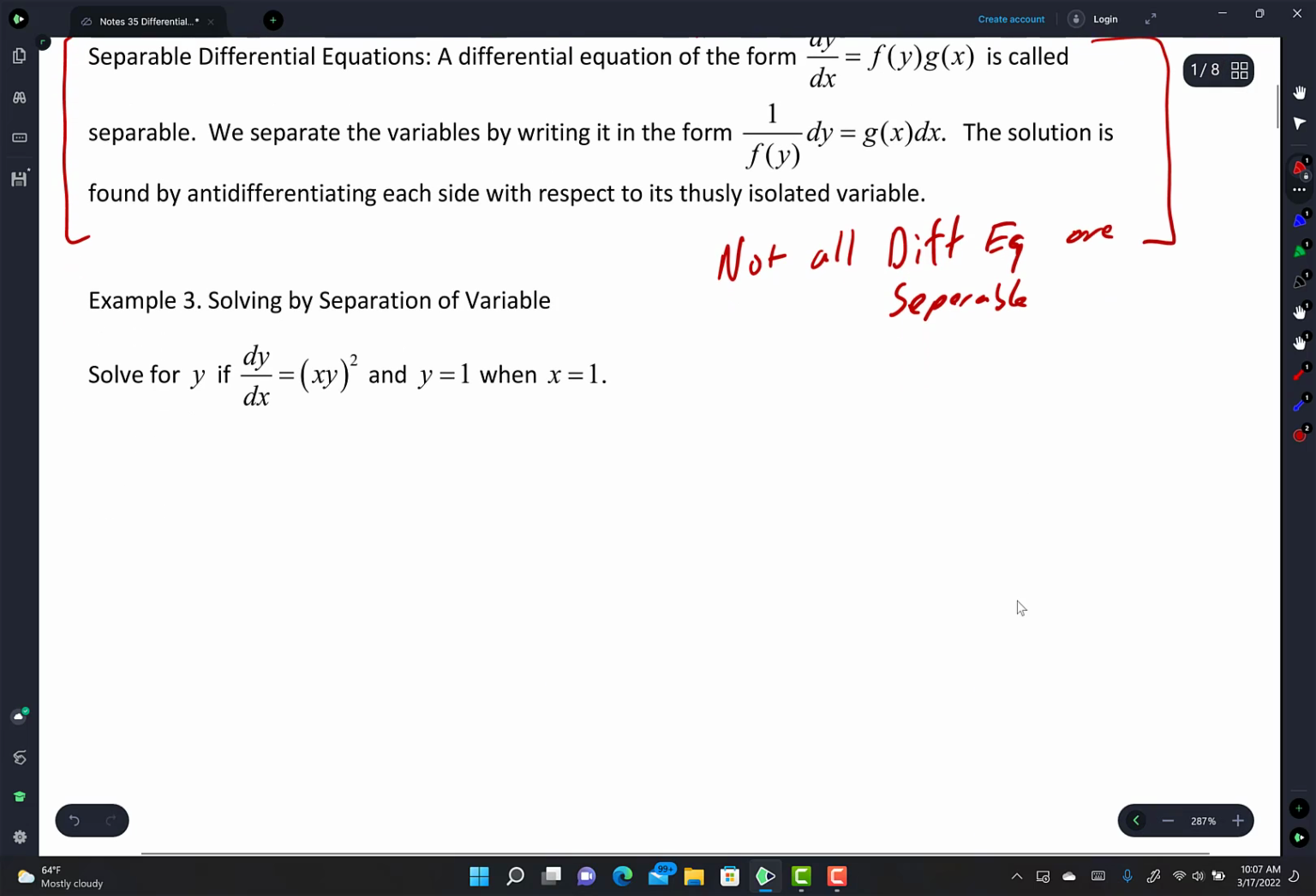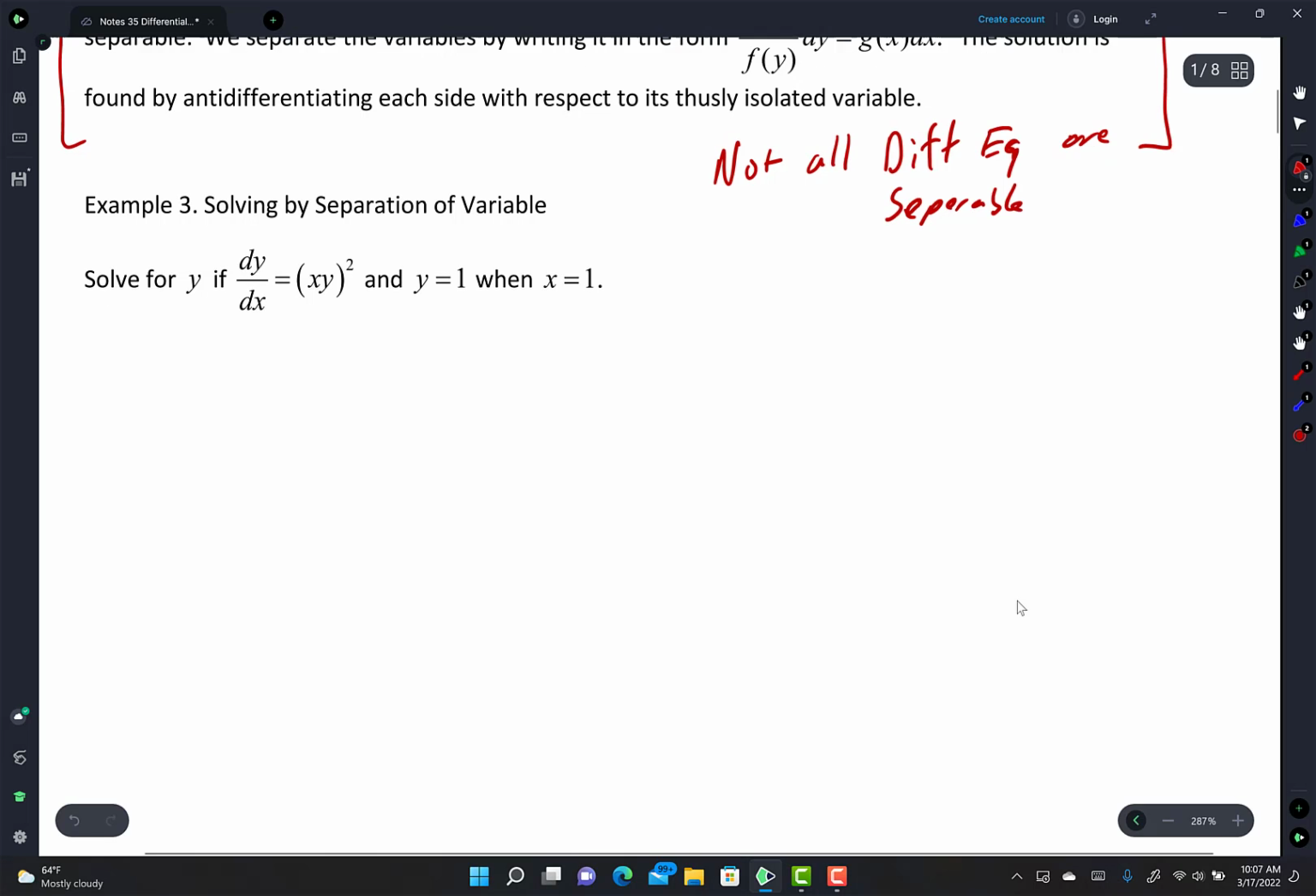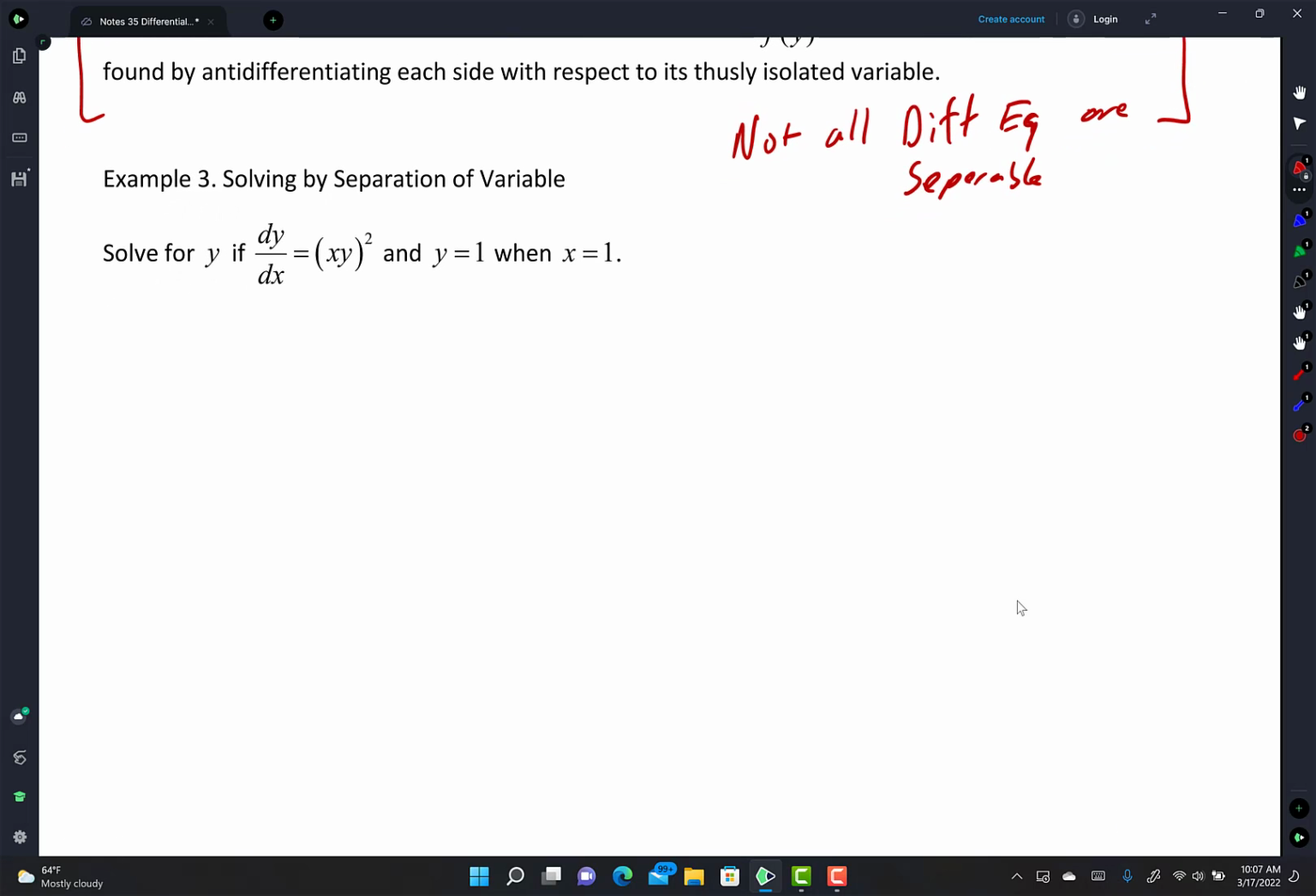The very first one, example 3. Solve for y if dy/dx equals xy squared and y equals 1 when x equals 1. So they want an equation. They want y equals something. Notice, how is this different than the last one? I can't just do an antiderivative because this has a y in it.